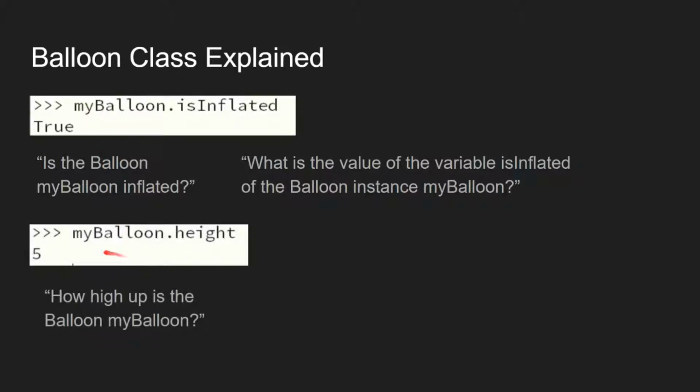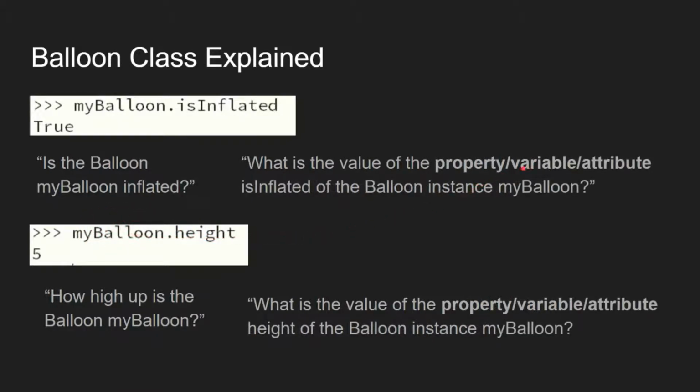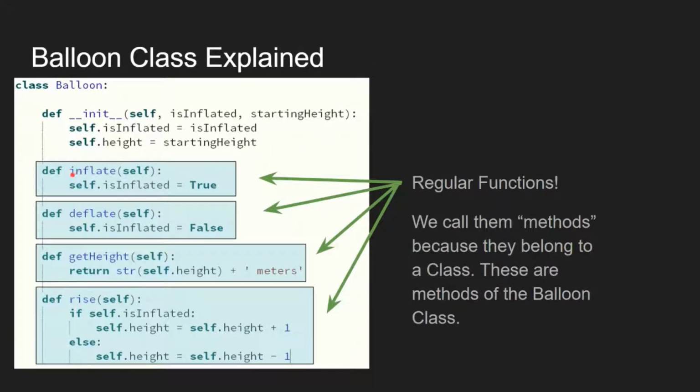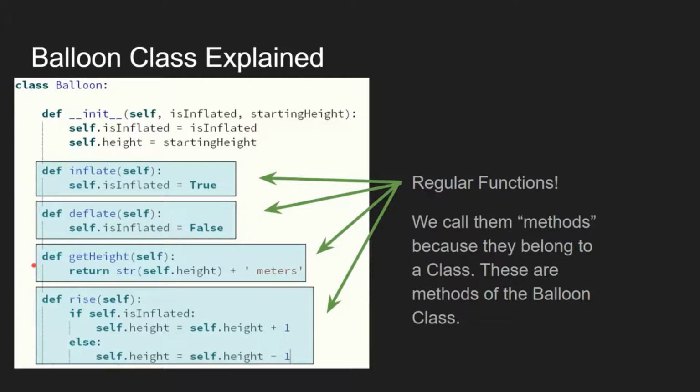Similarly, we could say, how high up is the balloon myBalloon? But we could also say, what is the value of the variable height of the balloon instance, myBalloon? And you might hear me say stuff like property, variable, attribute, these all mean the same thing in this context. So the rest of these are very similar to regular functions that we've learned about a couple lessons ago, and we call them methods because they belong to a class.